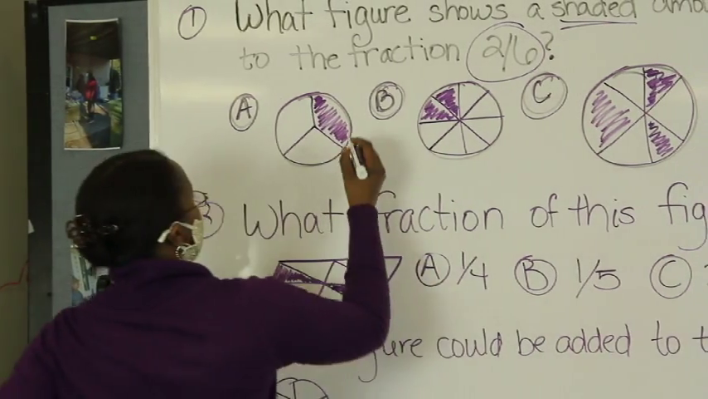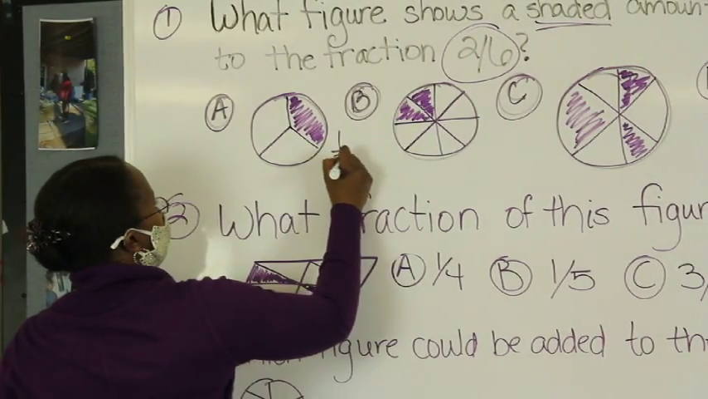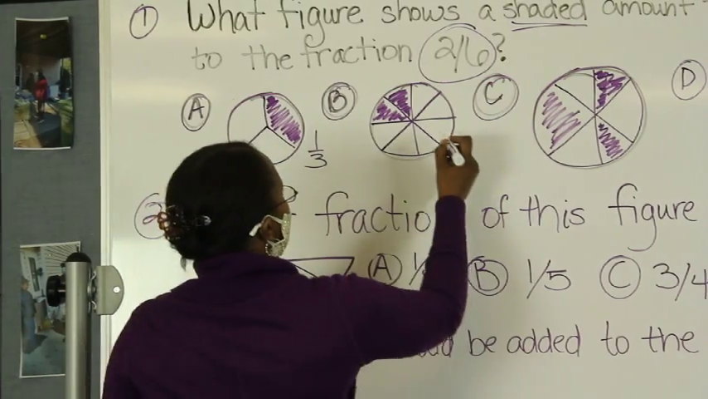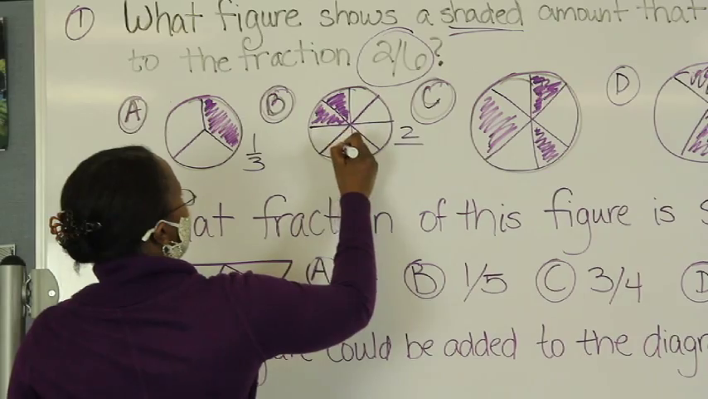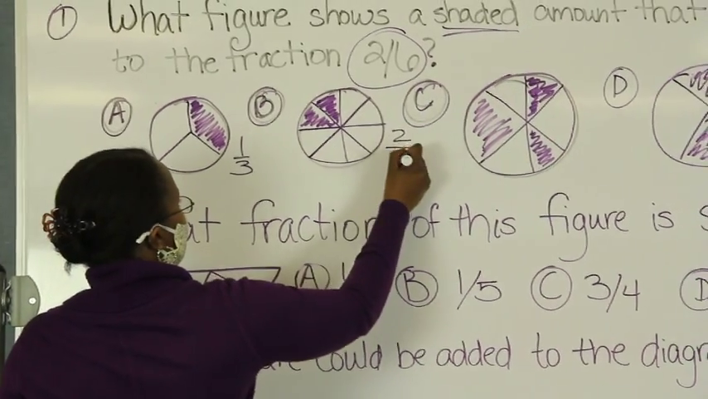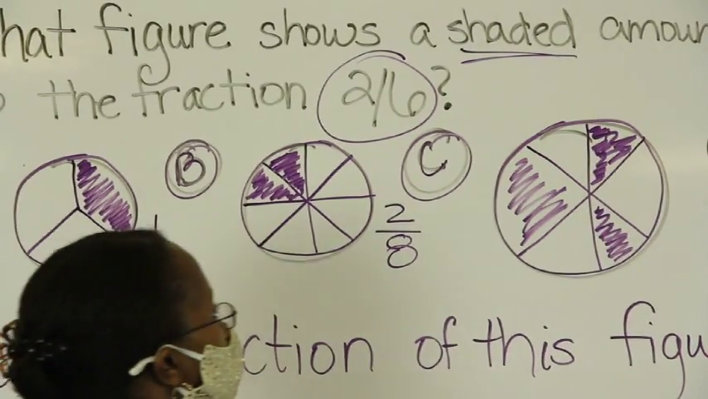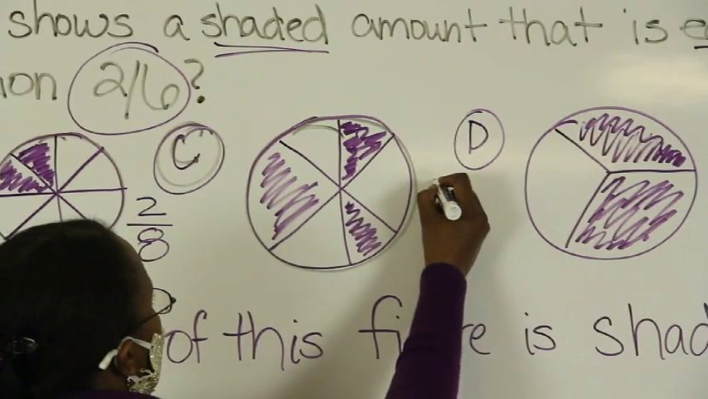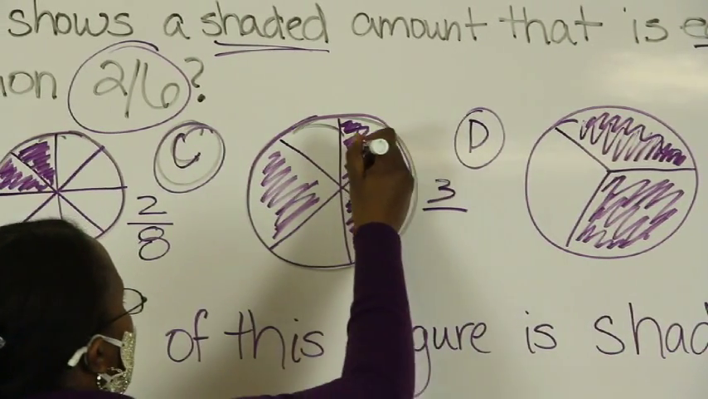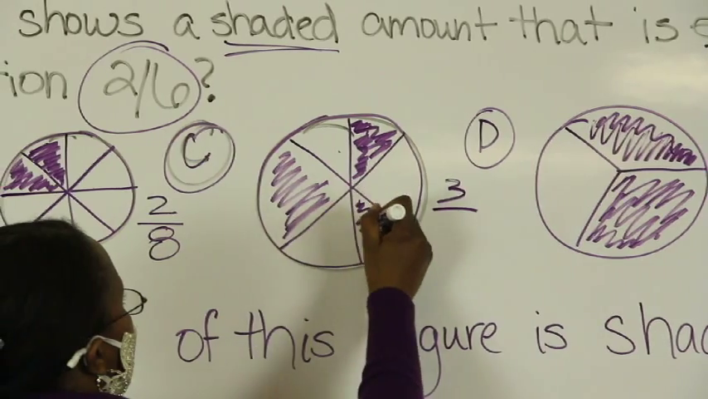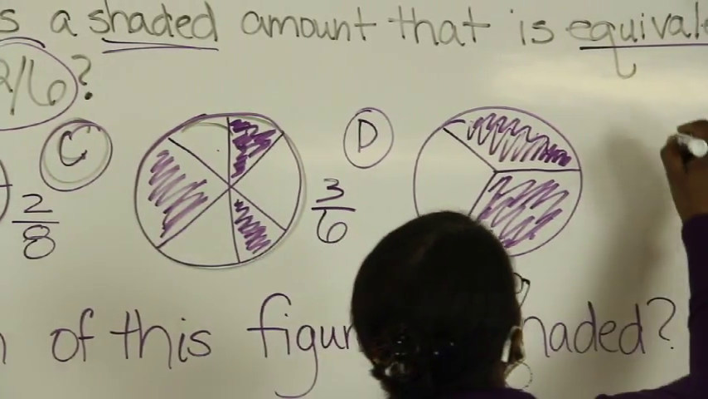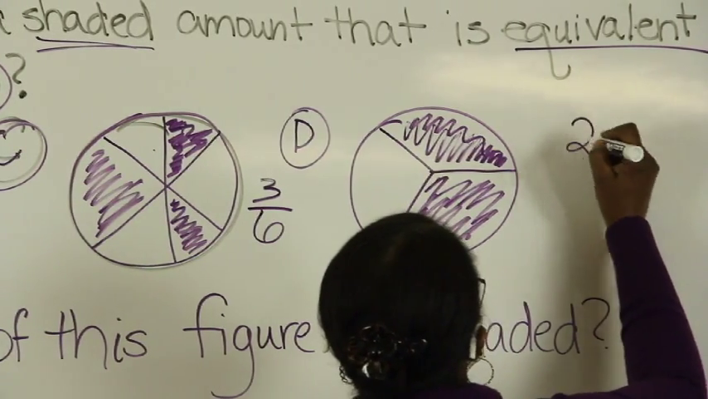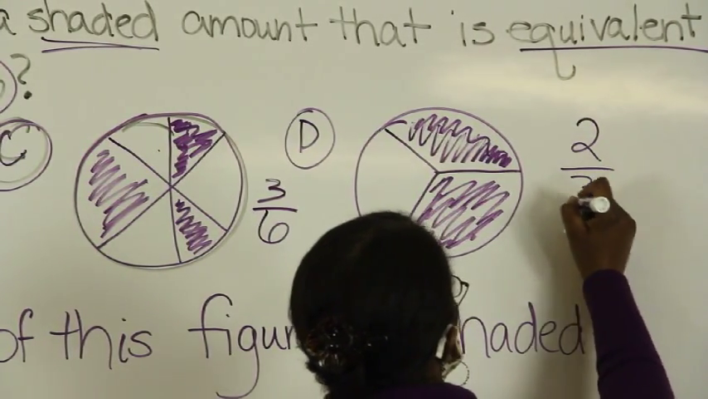So we have one shaded part of 3 parts, and then we have 2 shaded parts of 1, 2, 3, 4, 5, 6, 7, 8 parts. And then here we have 3 shaded parts with 1, 2, 3, 4, 5, 6 total parts. And over here, there's 2 out of 3.